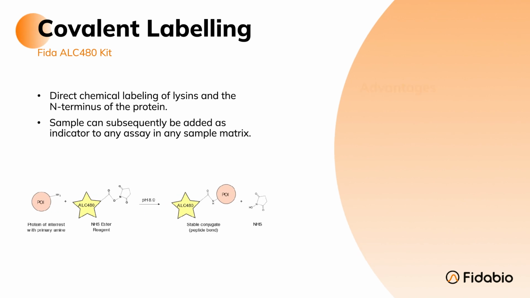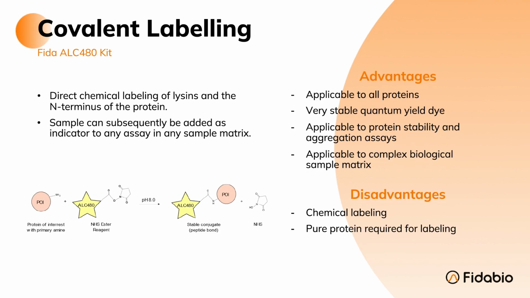Moving on to covalent labeling. FIDA Bio sells 2 different labeling kits, both of which make conjugates with primary amines, meaning lysines and the N terminus. Therefore, it is applicable to all proteins. For this procedure, your protein needs to be purified and cannot be in a buffer containing primary amines.